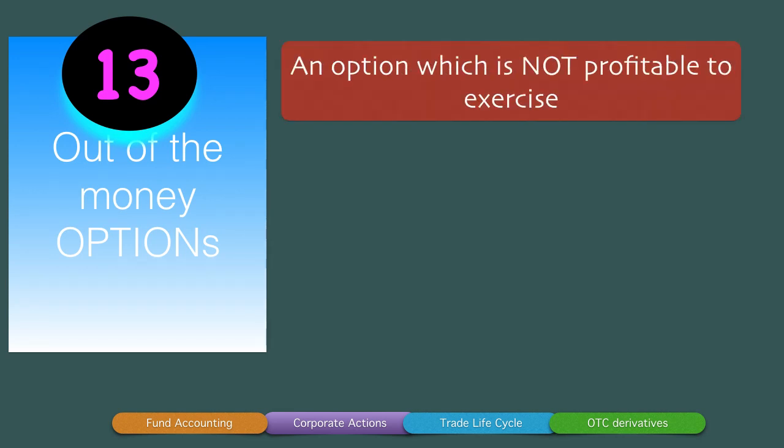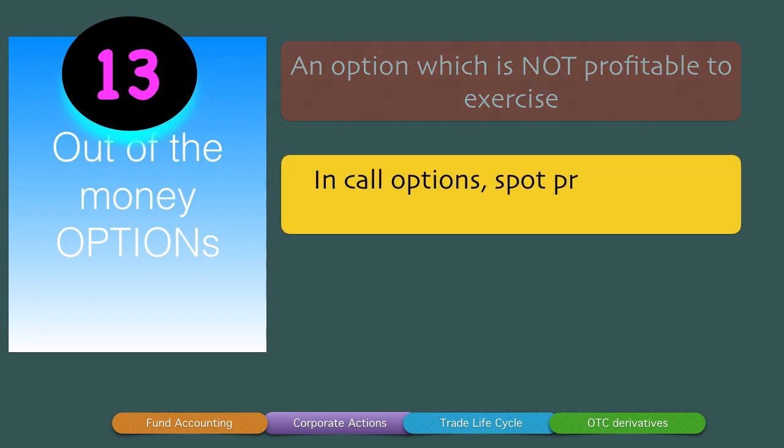An option which is not profitable to exercise. Such an option which is not profitable for the trader to exercise is called an out of the money option. They allow the option to lapse. For example, in a call option, if the spot price is less than the strike price, there is no way the buyer will exercise, right? Why will he buy at the strike price when he can pick it up in the market at the spot price? Therefore, such an option is called an OTM option.